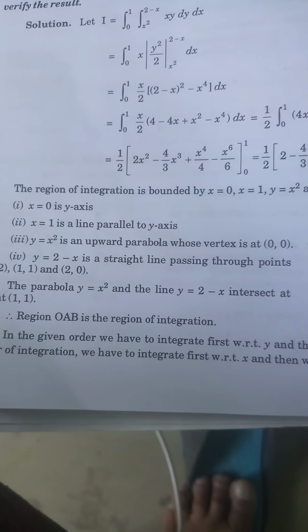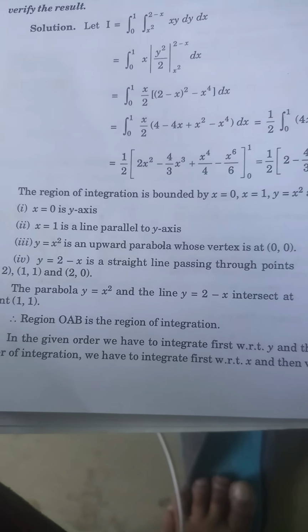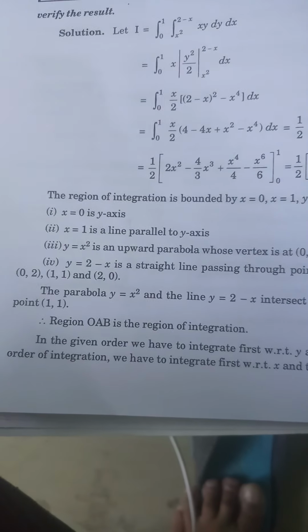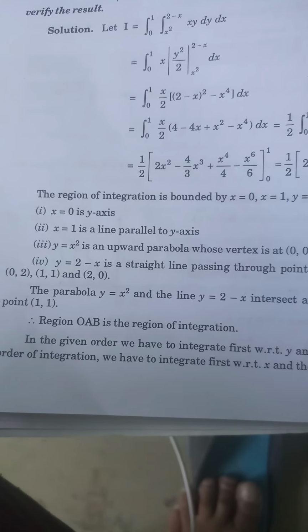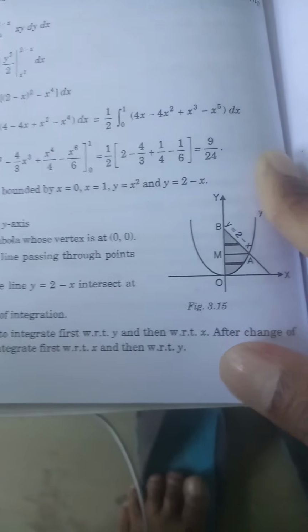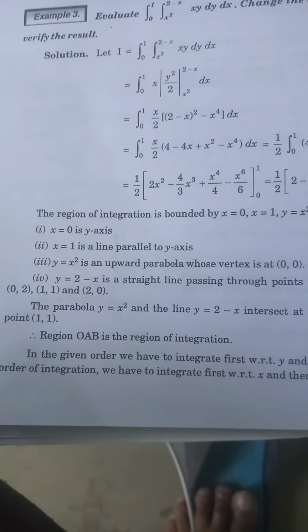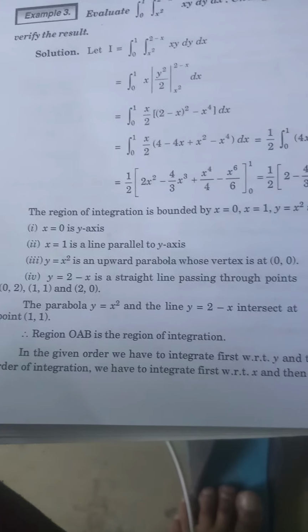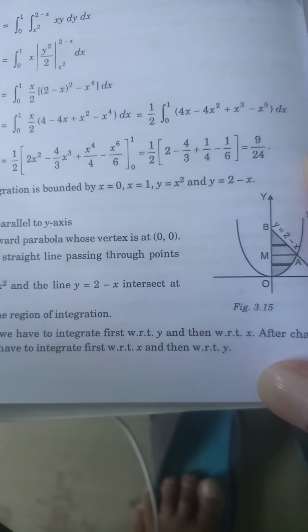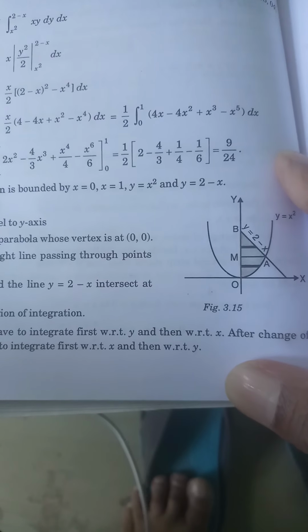The parabola y equal to x square and the line y equal to 2 minus x intersect at the point 1 1. Therefore region OAB is the region of integration. In the given order, we have to integrate first with respect to y and then with respect to x.